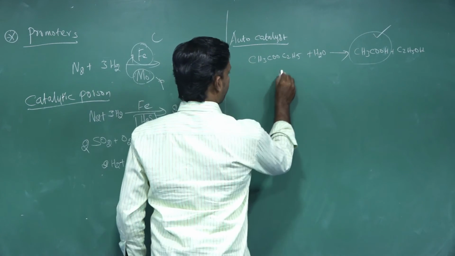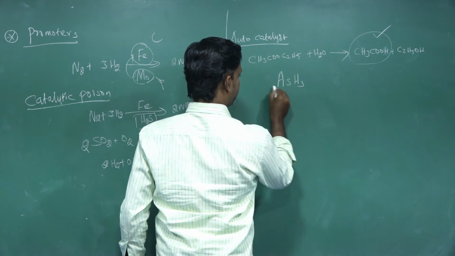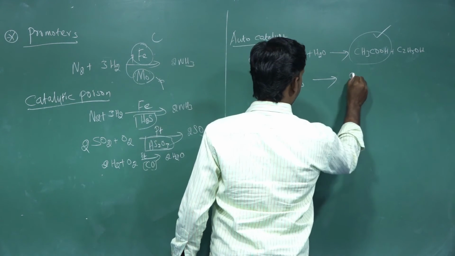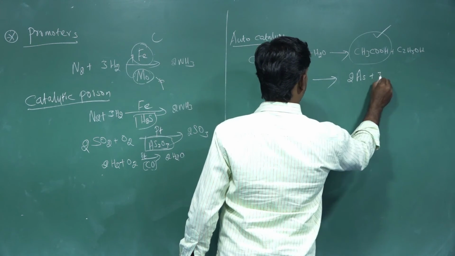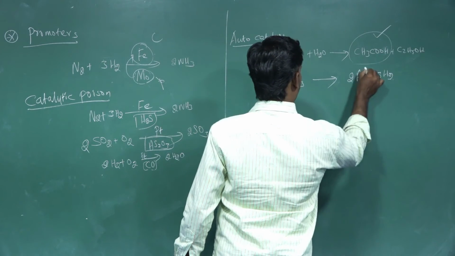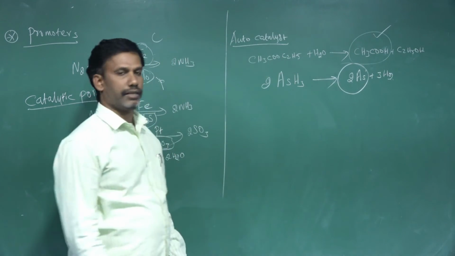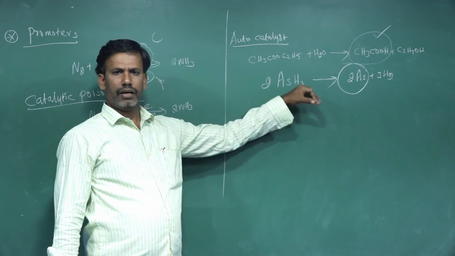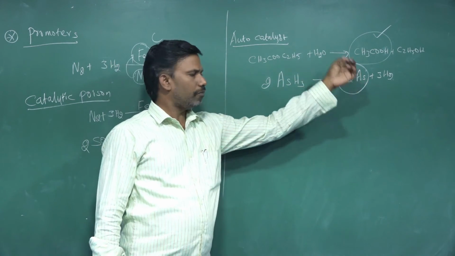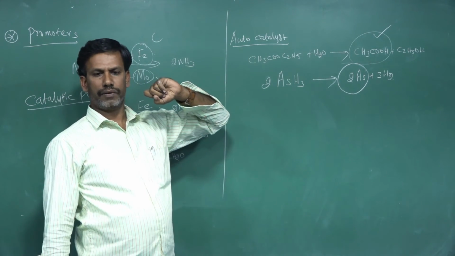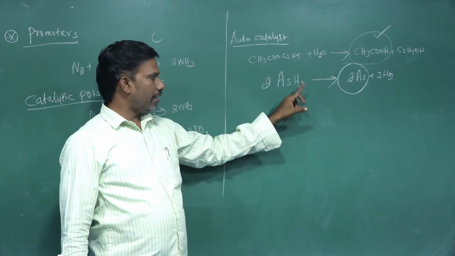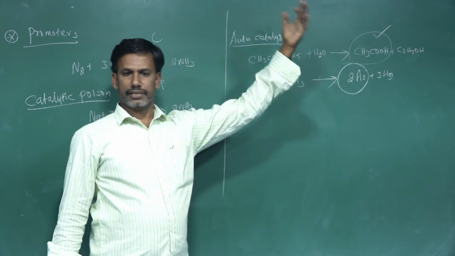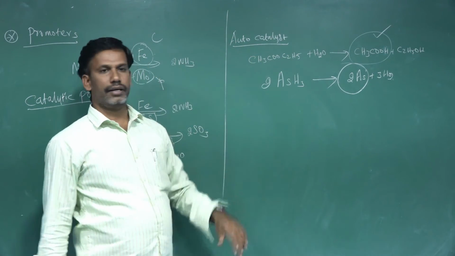Likewise, you can have arsenic hydride. This is the decomposition of arsenic hydride, where you get 2As plus 3H2. Here, arsenic acts as an autocatalyst in this process. Dissociation will be very slow at first. After some time, you will have more yield, because when the arsenic hydride is dissociated into arsenic, As also acts as a catalyst, and then the reaction speeds up. This is called the autocatalyst.